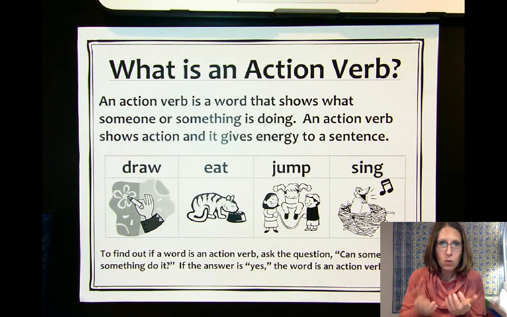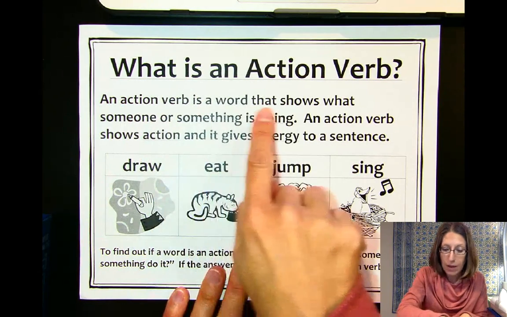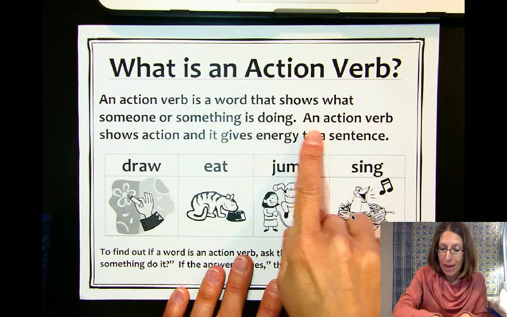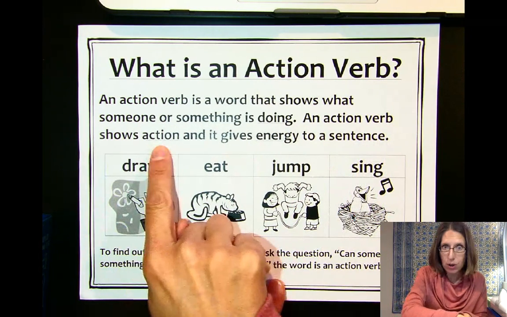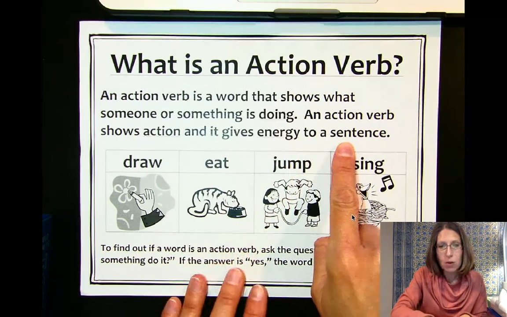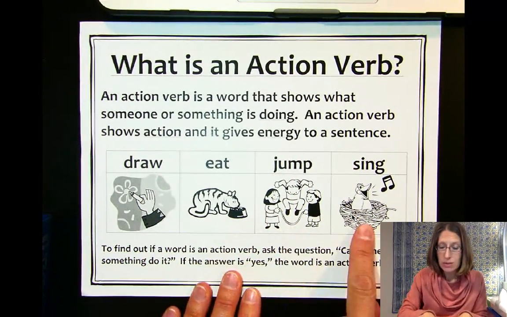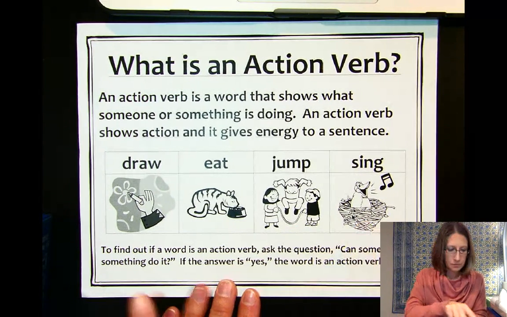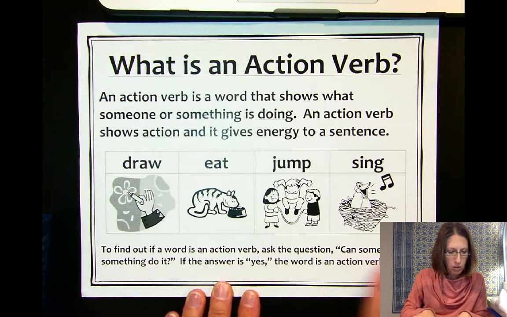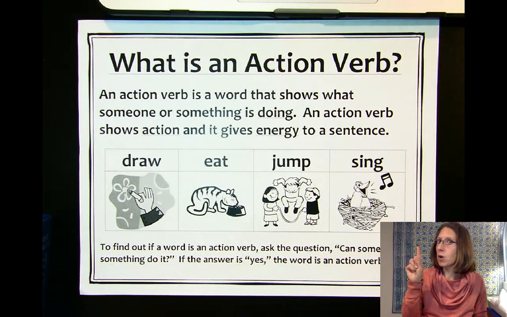All right. So second graders, let's review what is an action verb. An action verb is a word that shows what someone or something is doing. An action verb shows action, and it gives energy to a sentence. So some action verbs that we have: draw, eat, jump, sing, la la la. To find out if a word is an action verb, ask the question, can someone or something do it? If the answer is yes, it's an action verb.